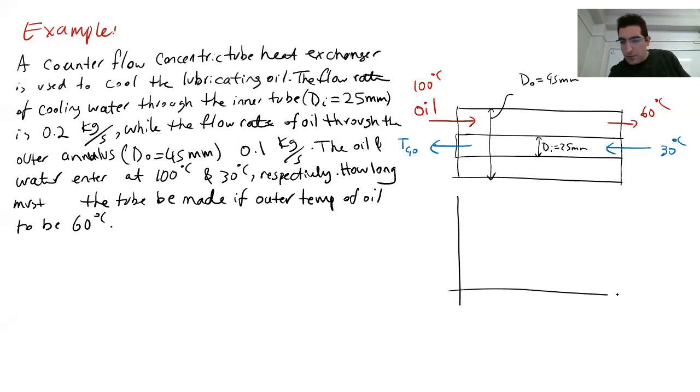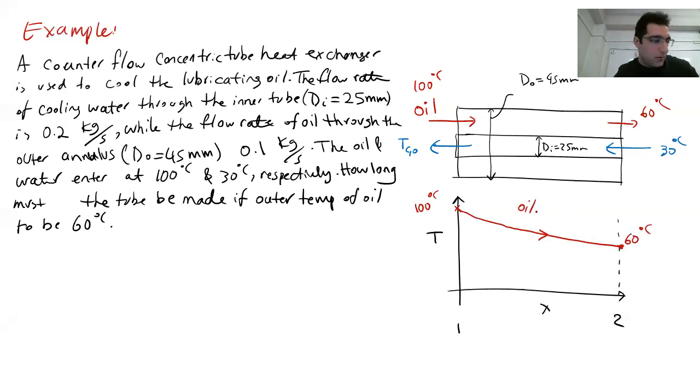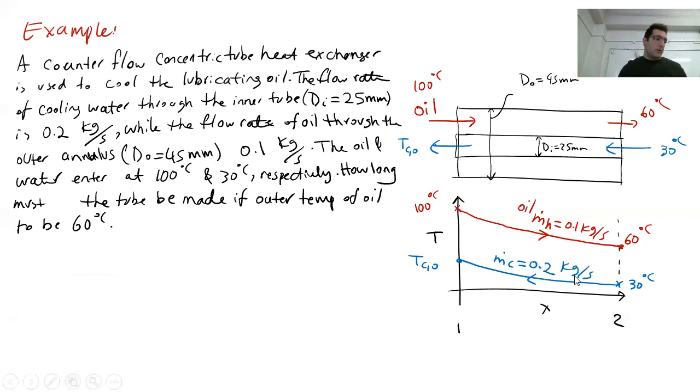So if I show the heat exchanger temperature profile with the information we have at this point, this is location one, this is location two. Oil comes in at 100 degrees C, gives its heat to the water, and leaves at 60 degrees C. We know the mass flow rate m dot of the hot fluid, oil, is 0.1 kilogram per second. What happened to the water? Water comes in at 30 degrees C and leaves at a temperature we don't know yet, so we call it T_CO. And for water, we know m dot C is 0.2 kilograms per second.